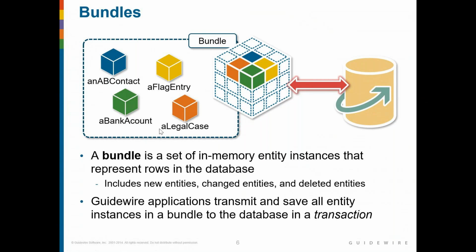It will have different rows, right? Like in a table you insert a row, so this will be a different row. A legal case will have a different one. These are all different entities, right? So this will be inserted as a different row. You can see in this column also, they are saying this legal case is one table column. Green is with the bank account. Yellow is the flag entry. Blue is the AB contact.